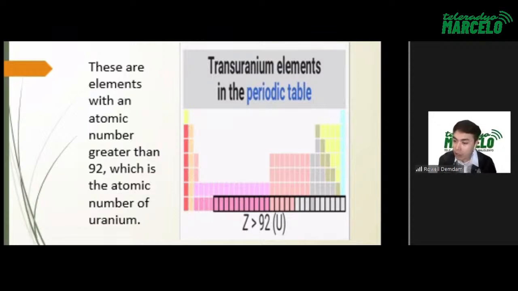accelerators. Currently, scientists are searching for element 119. So if you have a way, please make a way for finding what can be produced for element 119.